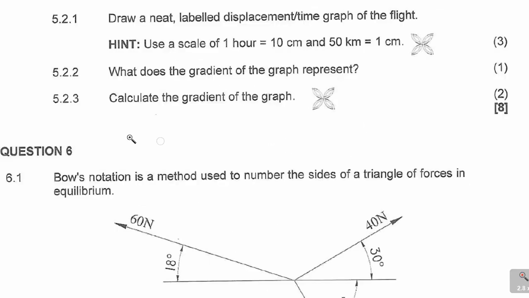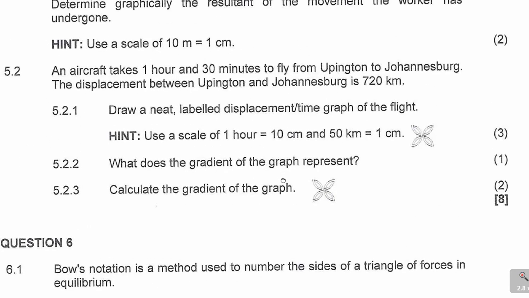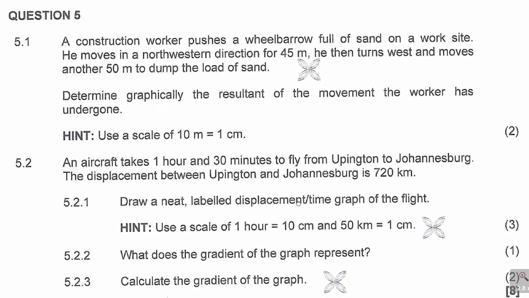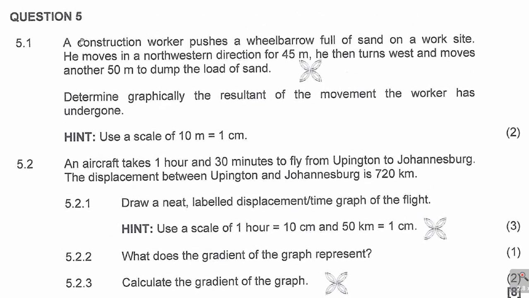Moving on to the next part here. We have section B now. Section B is more of structured questions, and they ask you some questions that need you to explain. For example, here it says a construction worker pushes a wheelbarrow full of sand on a work site. He moves in the northwestern direction for 45 meters. He then turns west and moves another 50 meters to dump off the load of sand. So it's determine graphically the resultant of the movement the worker has undergone.